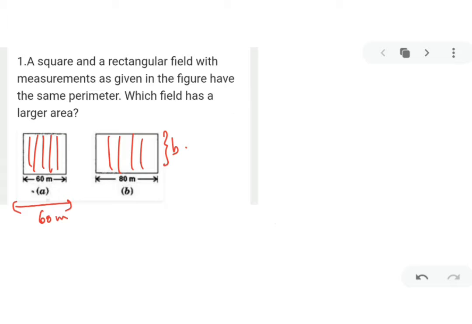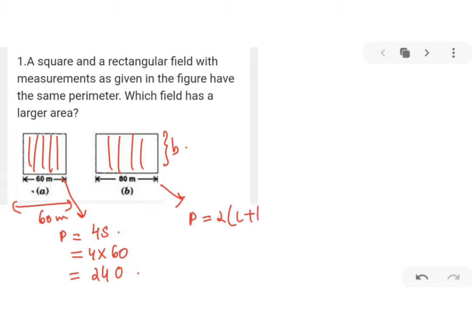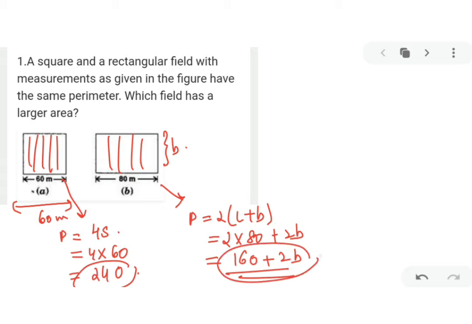Now for perimeter, if I go for this square, it will have perimeter 4s. So it will be 4 into 60, that is 240. Clear? And for the rectangle the perimeter will be 2(L plus B), that is 2 into 80 plus 2B, that is 160 plus 2B. Correct? And now it is given that these two perimeters are equal. So the equation will be 160 plus 2b is equal to 240. From there, my dear kids, it's a linear equation. You can solve it and you will get the value of b as 40.